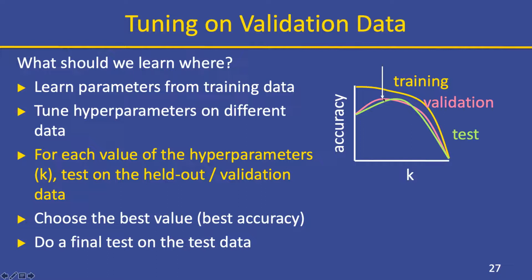We cannot pick K based on the test data. That is cheating, and that won't give us good results on unseen data. So we pick this value of K here based on the validation data, and then our accuracy is the accuracy corresponding to the test data. So our final test has to be done on the test data, and that's what gives us the accuracy of our system.